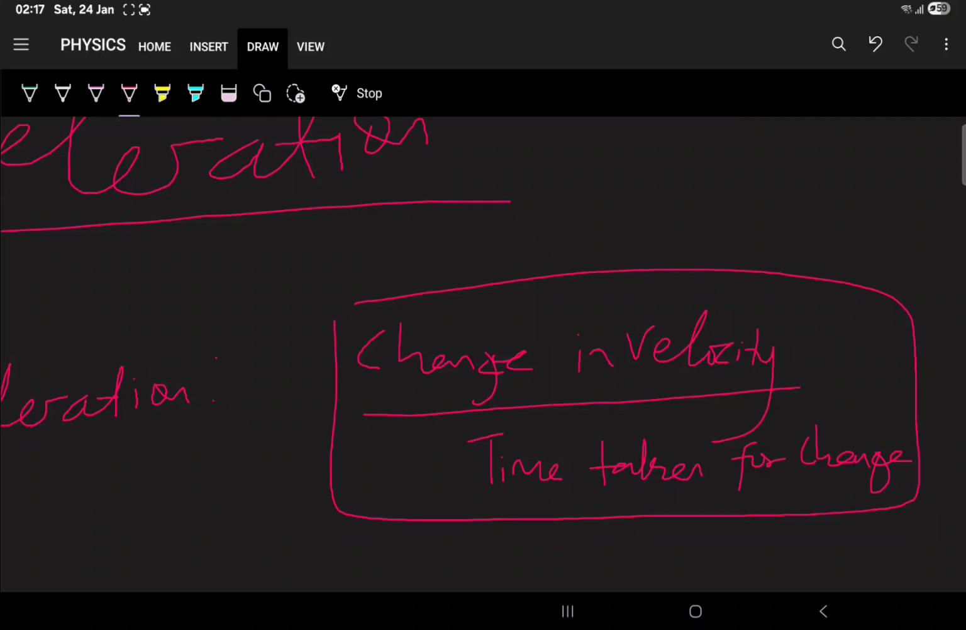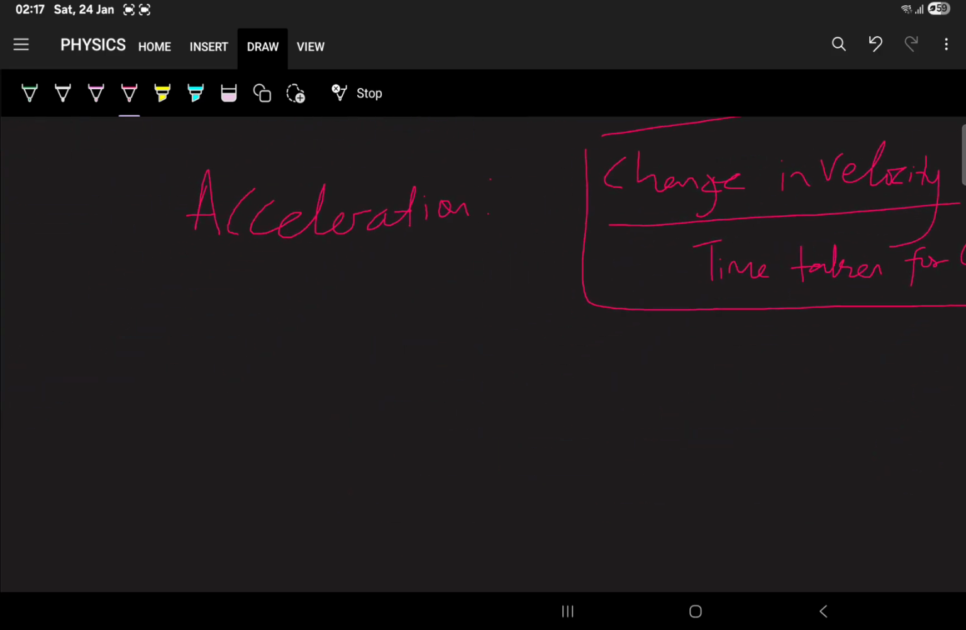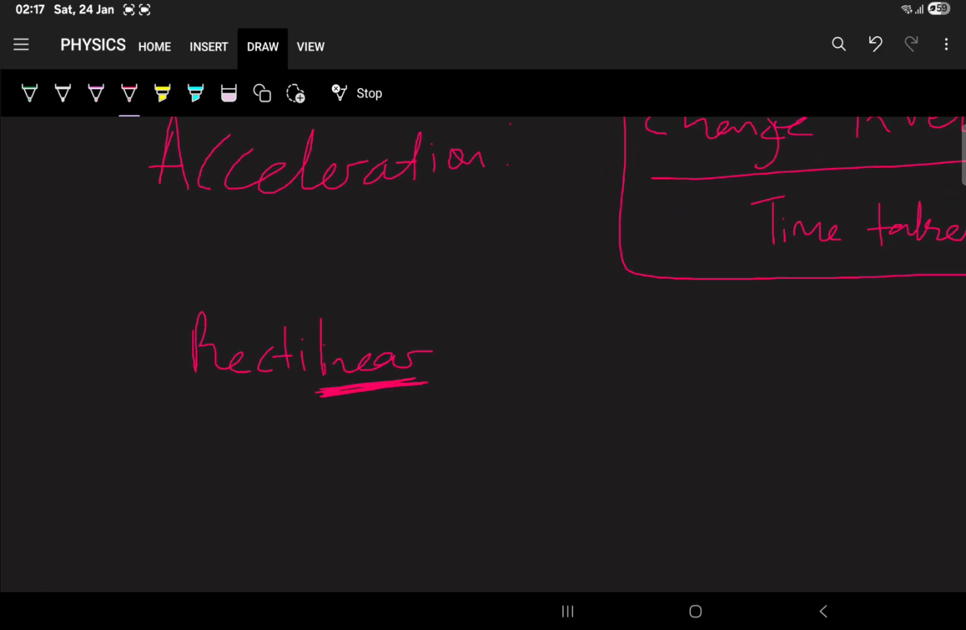Now we continue from where we stopped. There's a term known as rectilinear acceleration. Rectilinear acceleration is simply the rate of increase of velocity along a straight line, as the term implies. Rectilinear, this linear means it's occurring along a straight line in a unit time.